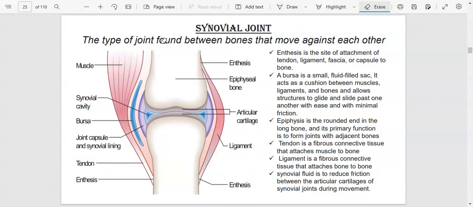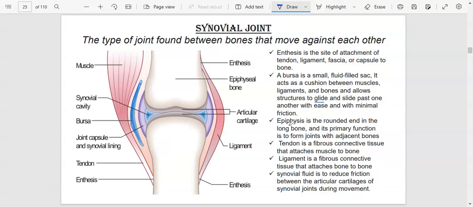Okay, the next one we have is the bursa. Now, a bursa is a small fluid-filled sac. This fluid-filled sac we are able to see in blue here. It acts as a cushion between muscles, ligaments and bones, and allows the structures to glide and slide past one another with ease and with minimal friction. In other words, the bursa is there to help the joint reduce friction. So that's the function of the bursa.